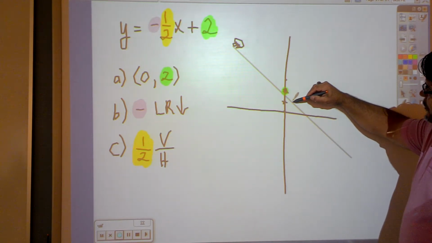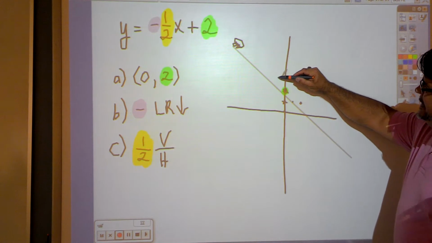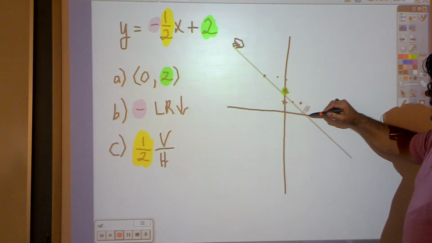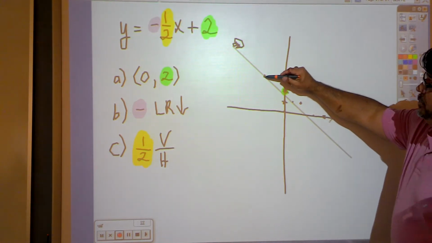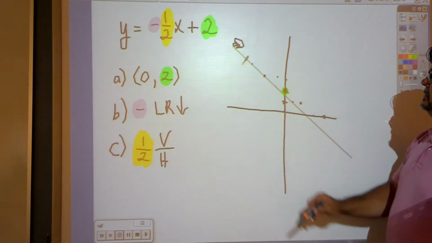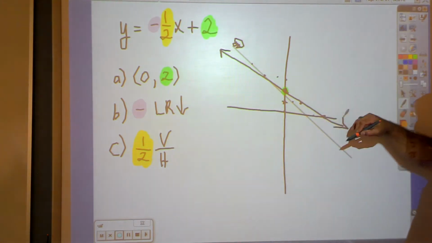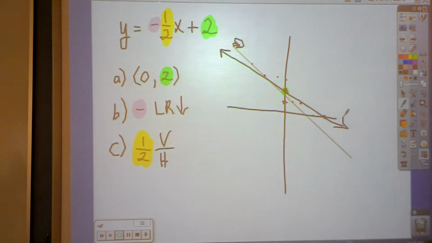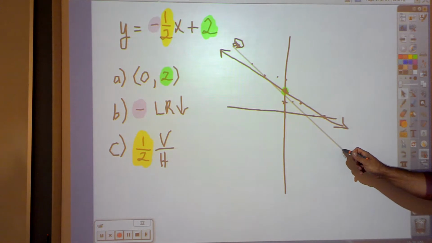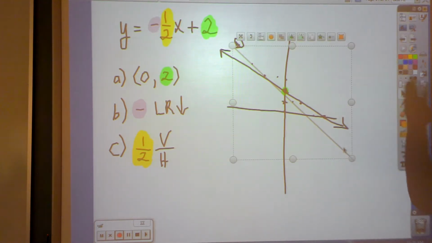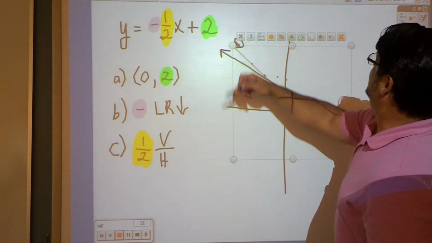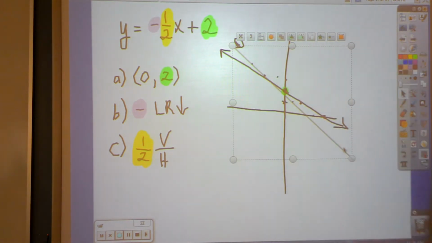Go down and over 2, up and over 2, down and over 2, up and over 2, and basically your line is going like that. And once you draw your line, what do you do to your trace line? You erase it. Let's erase it. High five. And hit delete. I don't know where delete is, but anyway, I'll just hit delete over here.